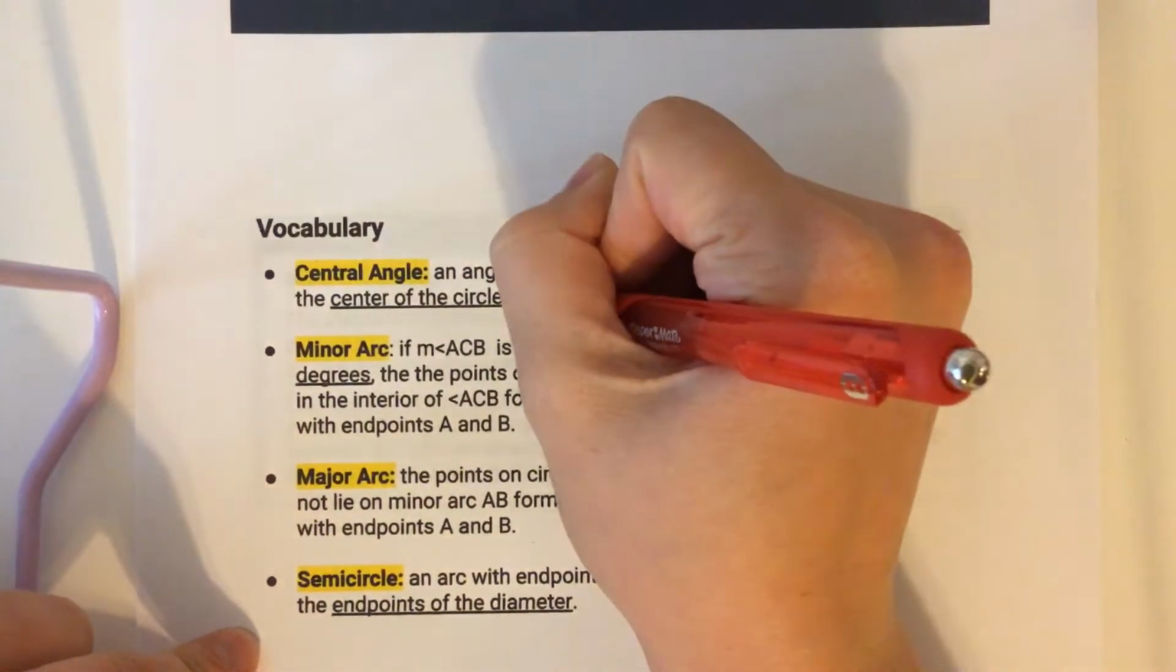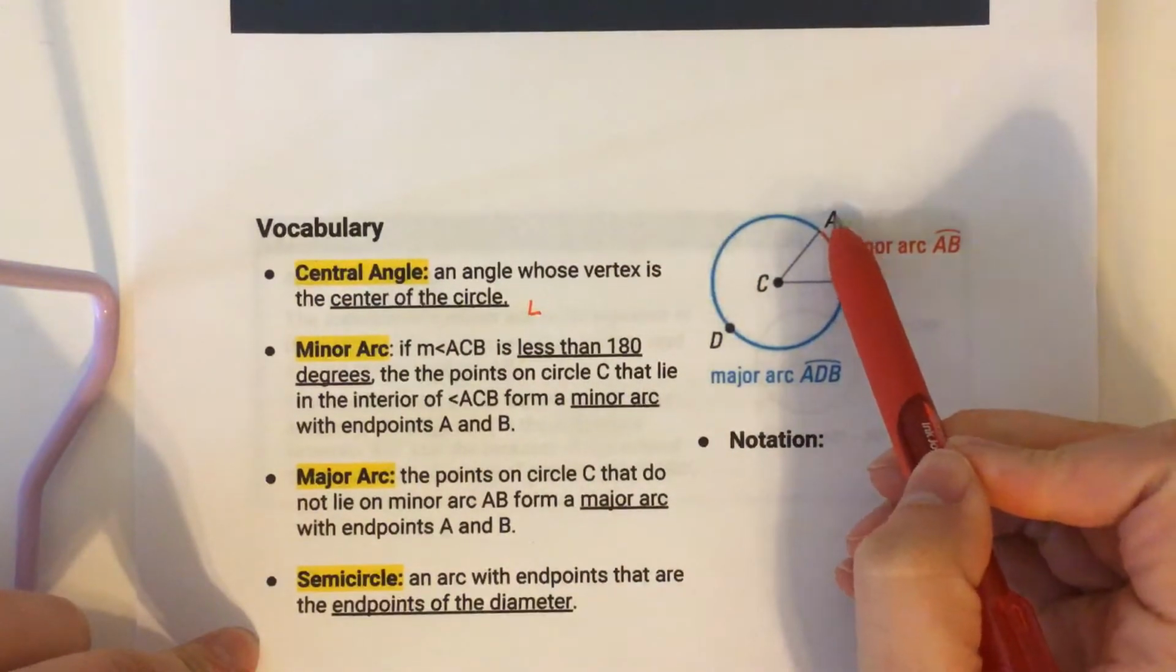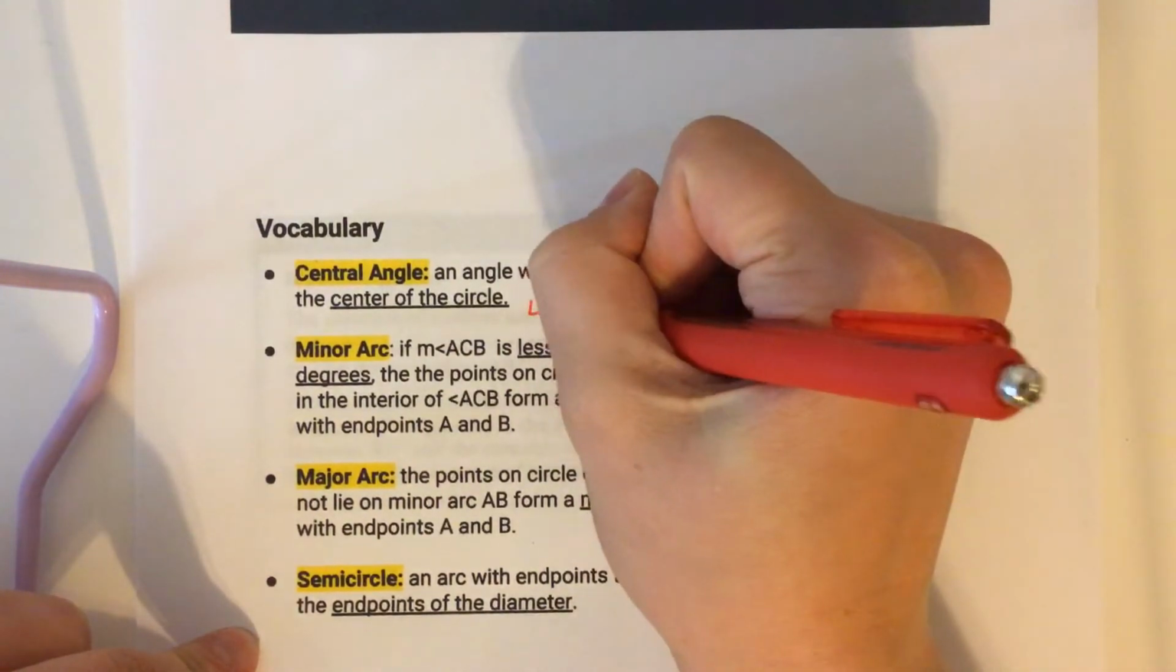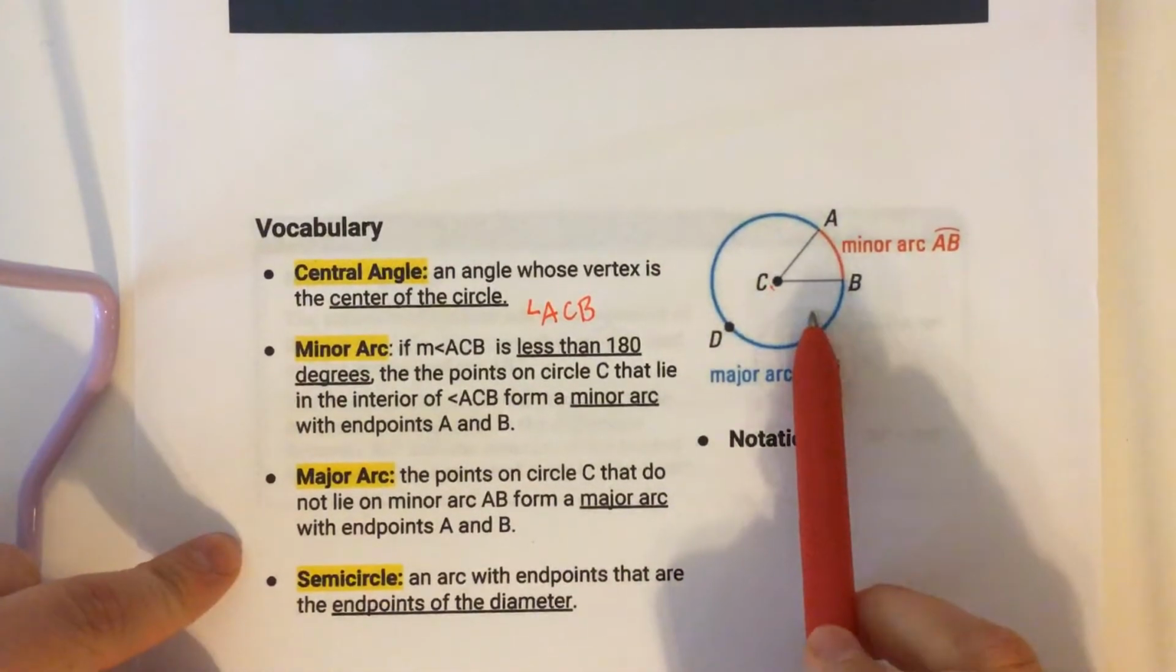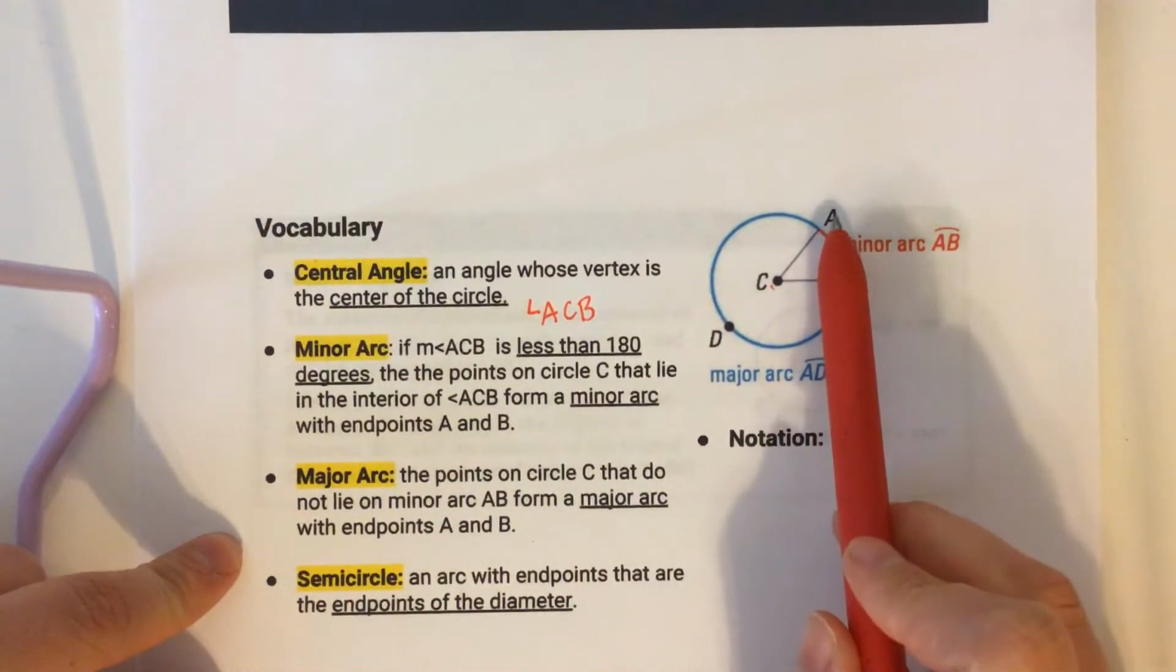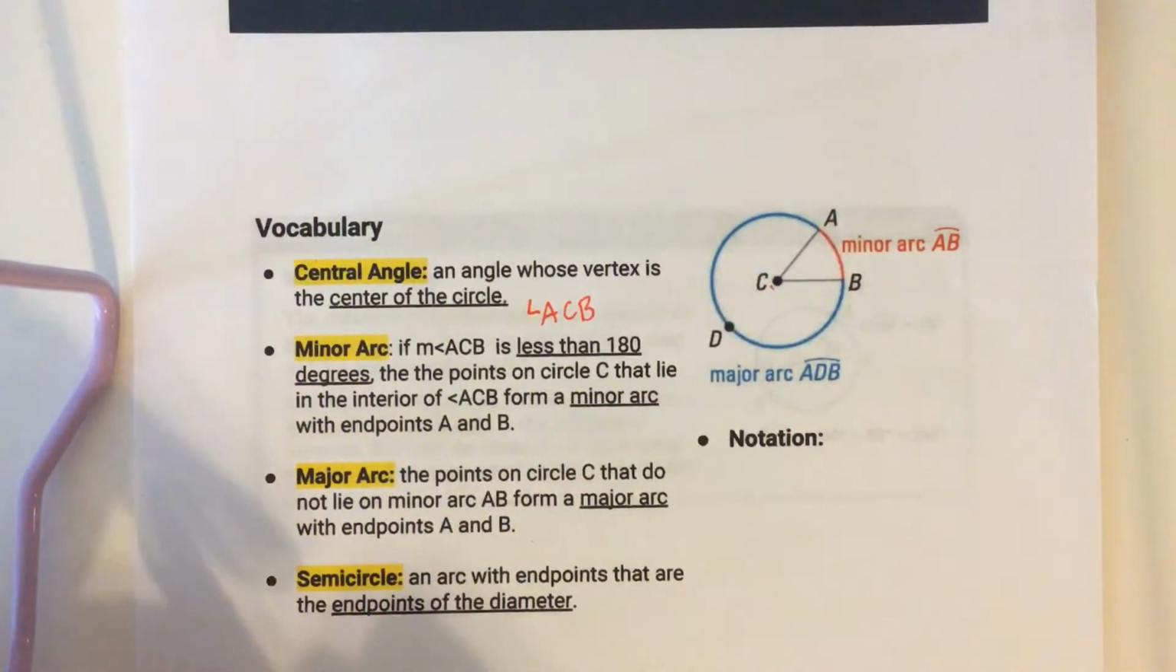Our central angle, we could use an example as angle ACB. Remember, we use 3 letters to say an angle, so that's just an example for this picture right here. Our central angle is angle ACB.